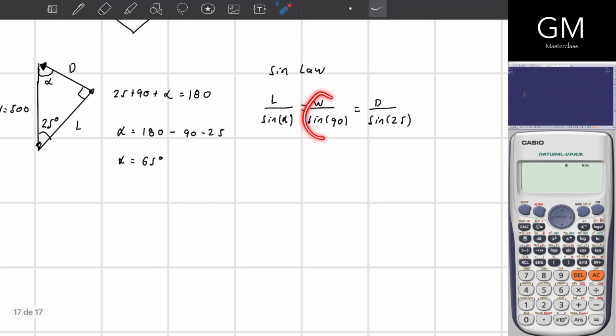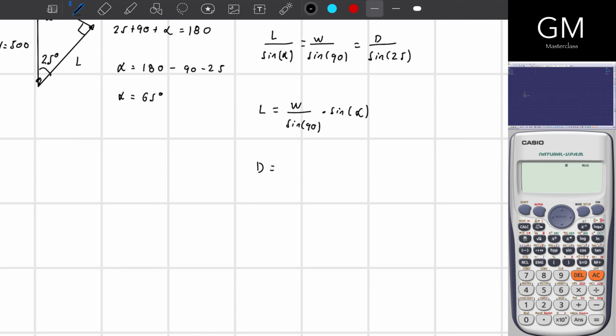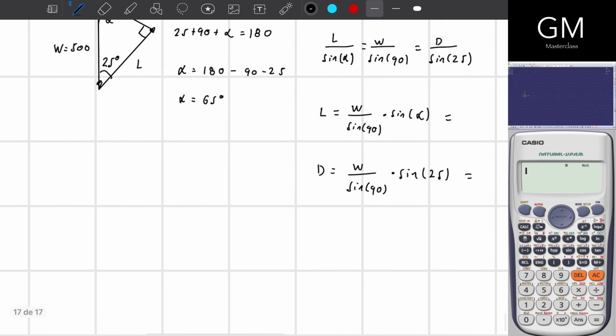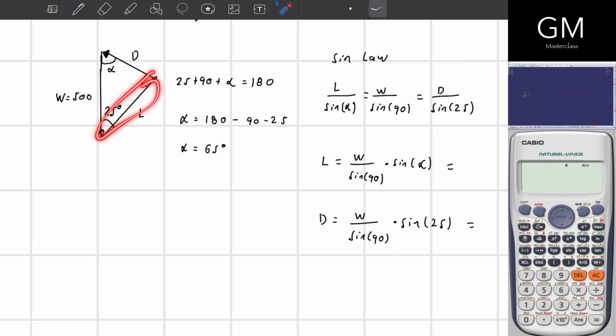I already have this value, so with this value I can get these two by just taking this part of the equation and this part of the equation. So as you can see right here, L is going to be equal to W divided by the sine of 90 multiplied by the sine of alpha, and D is going to be equal to this multiplied by the sine of 25, right? So as you can see, I'm regarding the magnitude and the opposite angle.